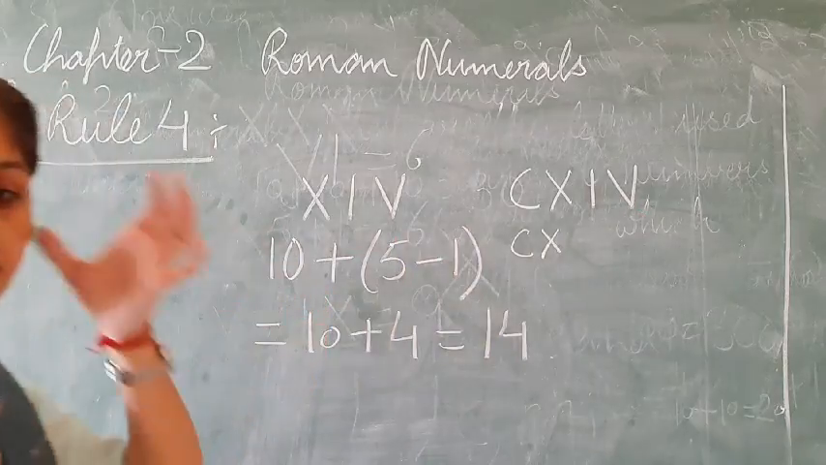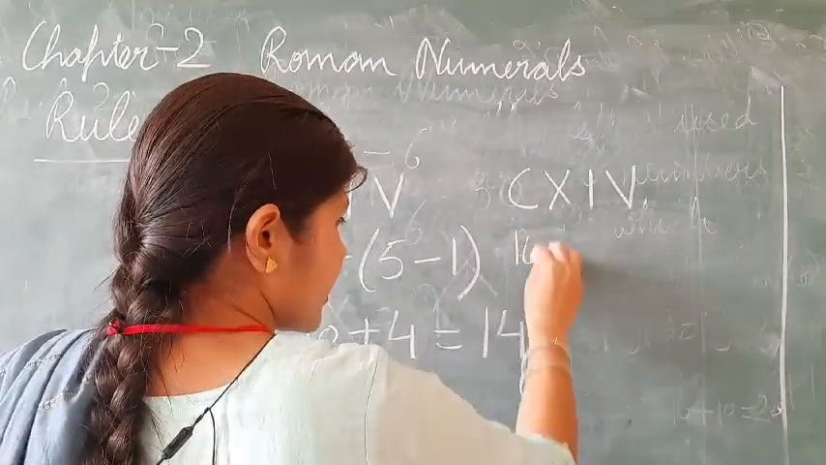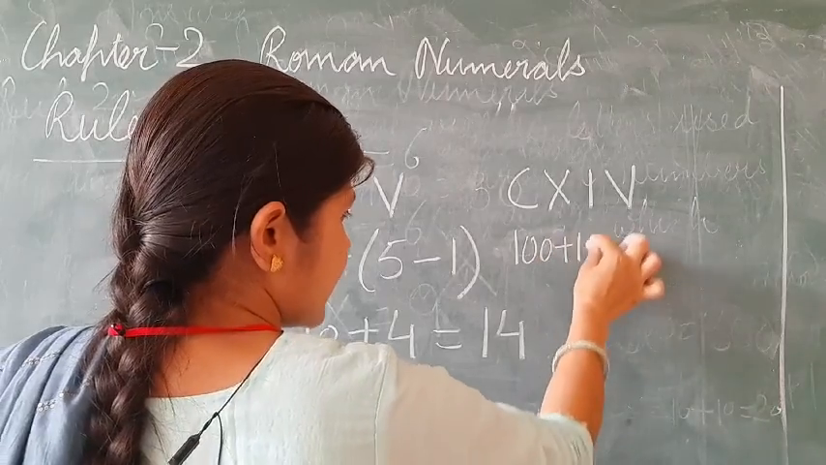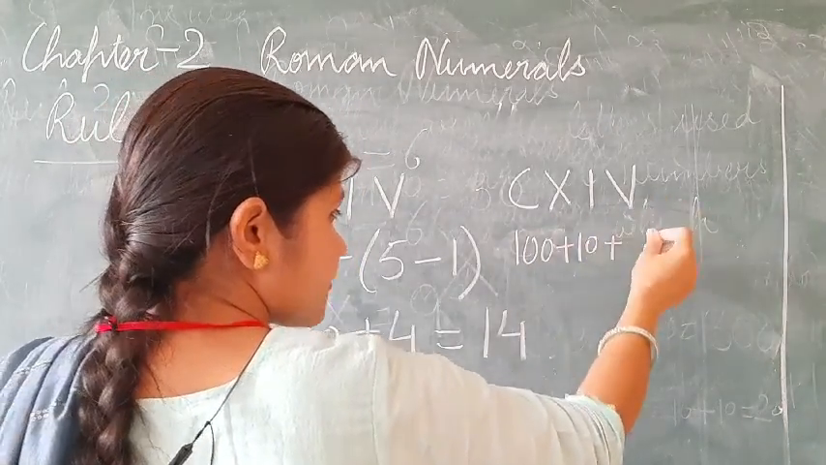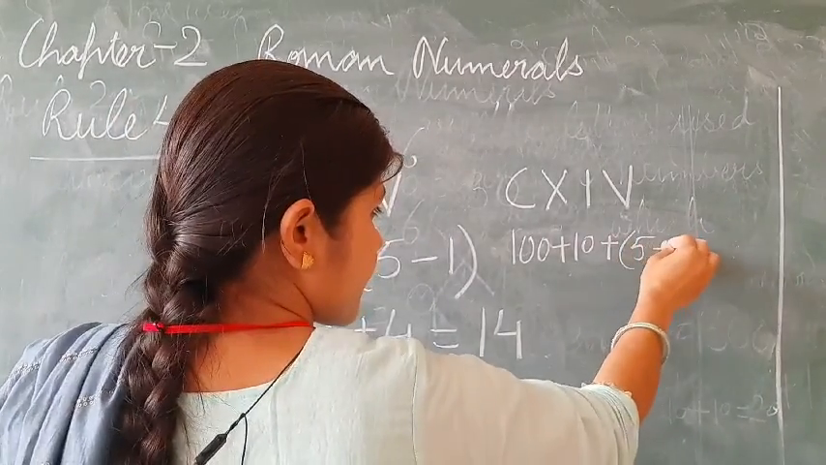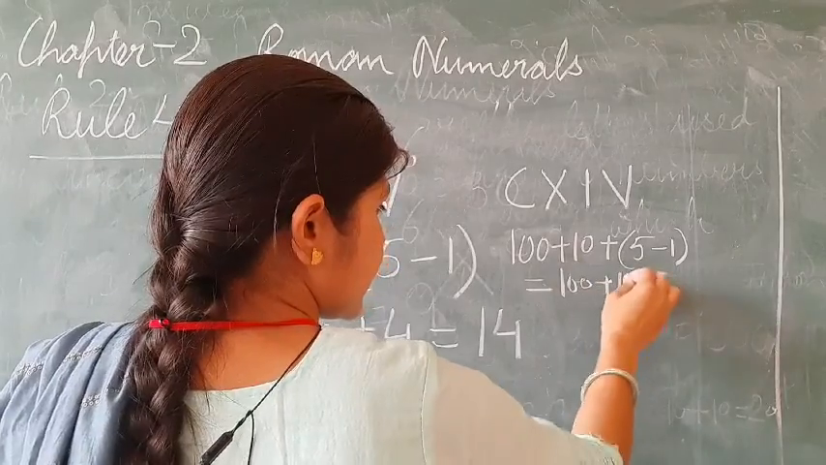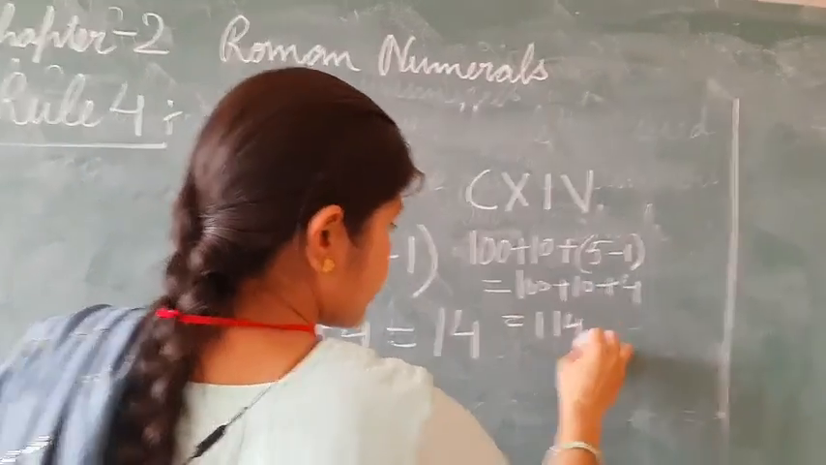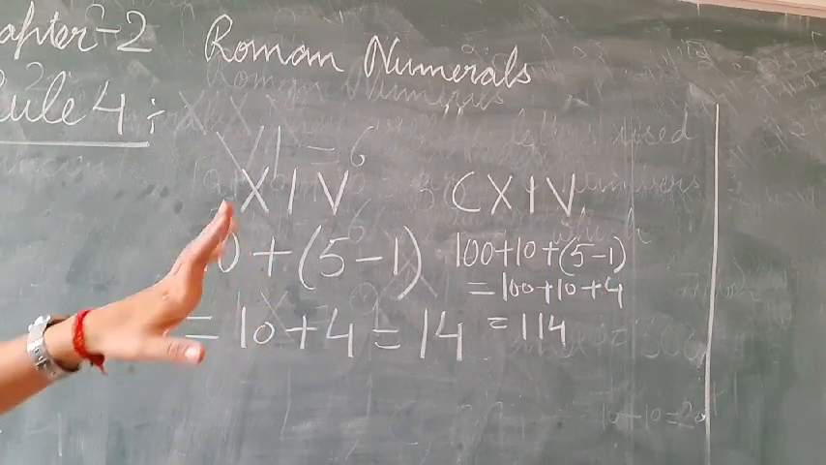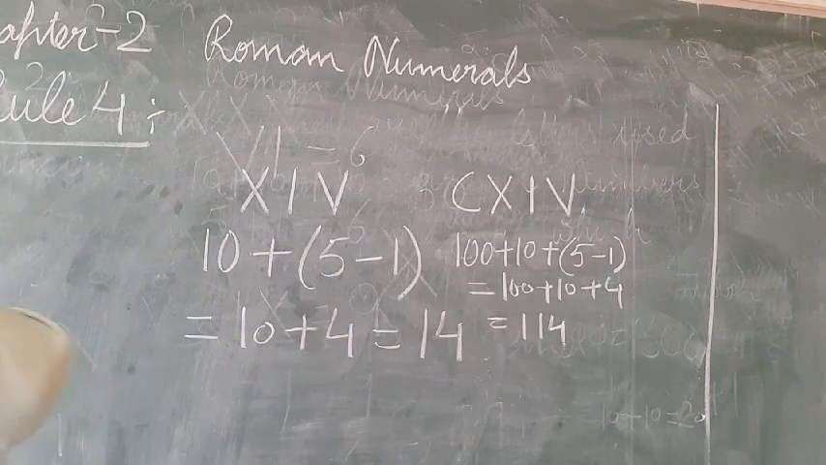C is 100, X is 10 and from this we have to subtract 1 from 5. This is 100 plus 10 plus 4. This is 140. This is the fourth rule for writing Roman numerals.